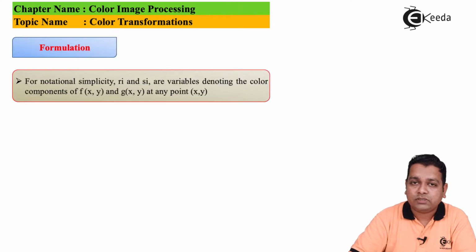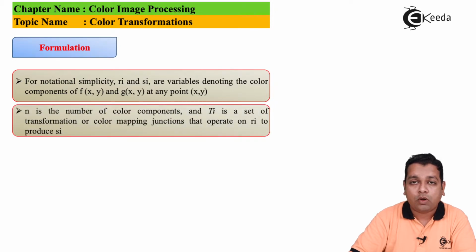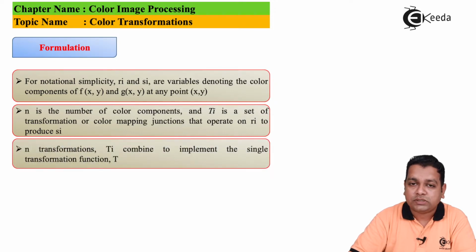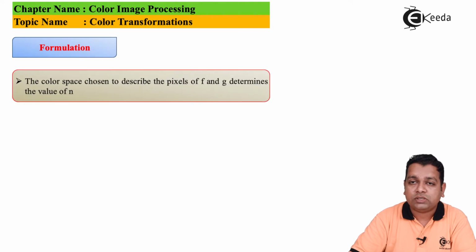For notational simplicity, r suffix i and s suffix i are variables that denote the color components of f of x comma y and g of x comma y at any point x and y. The n here is the number of components, and T suffix i is the set of transformation or color mapping functions that operate on the r i to produce the s i that we have on the left hand side. The n transformations T i combine to implement the single transformation function, capital T. The color space chosen to describe the pixels of f and g determines the value of n.